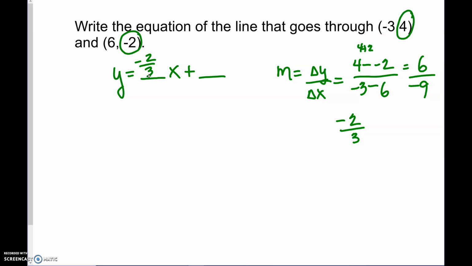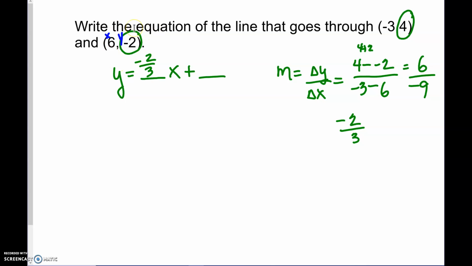All right, now, which ordered pair can we use? The first one, (-3, 4), or the second one, (6, -2), or can we use either one of them to find our y-intercept? Okay, we can use either one of them. So I'm just going to use the second one, x, y.